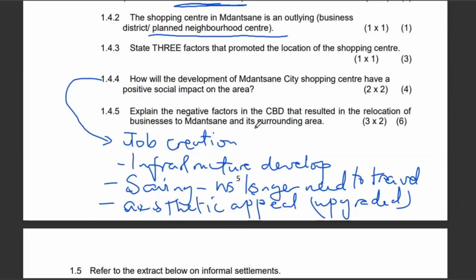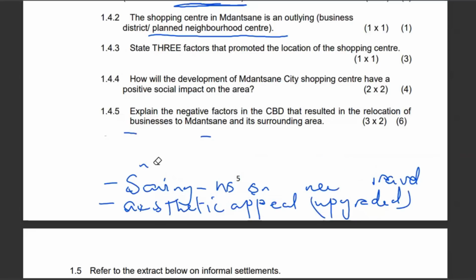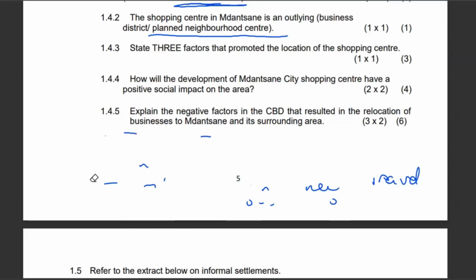So basically, those are some of the ideas that you can use to answer that question. Right, to move on to the next question, number 1.45. Explain the negative factors in the CBD that resulted in the relocation of businesses to Mdantsane and its surrounding area. We are looking at what we call the centrifugal factors. Negative factors in the CBD that drive business out to Mdantsane and its surrounding areas.